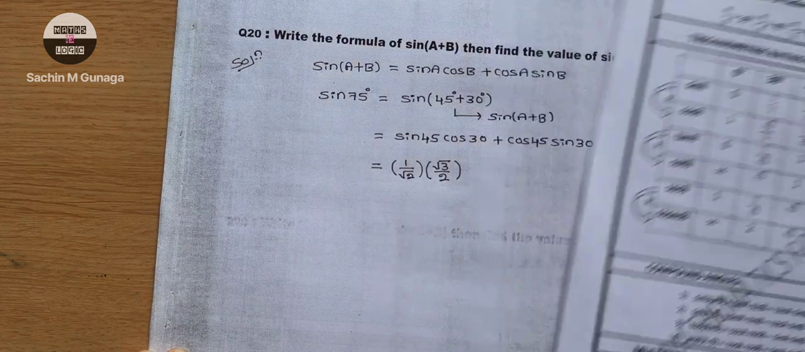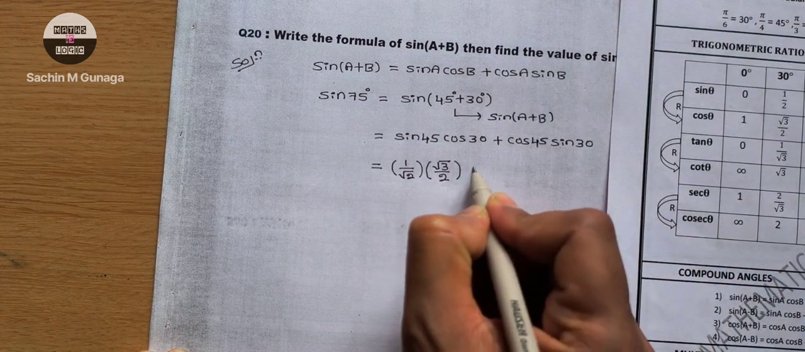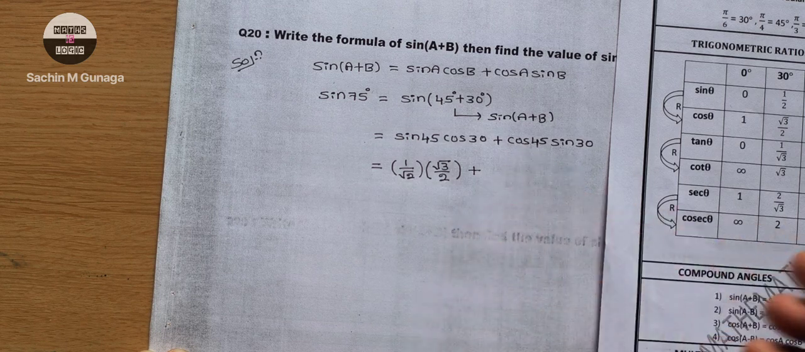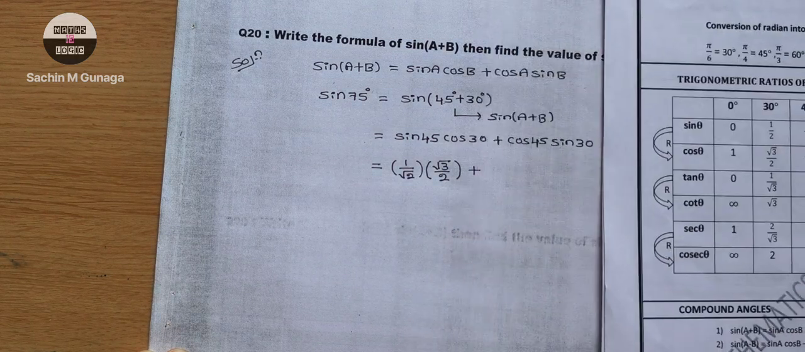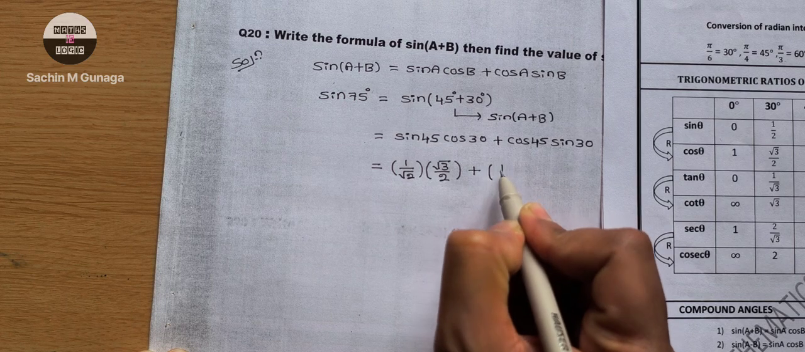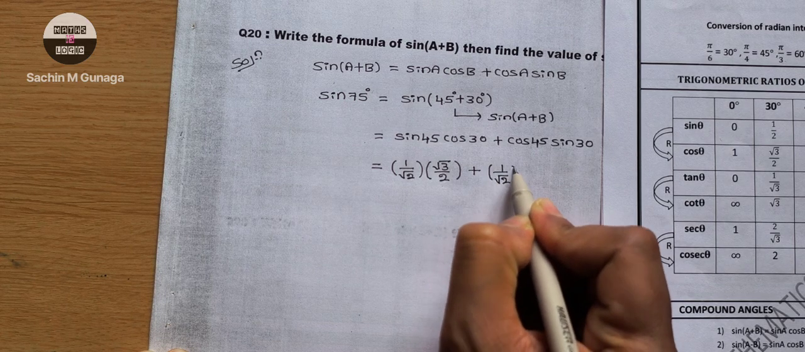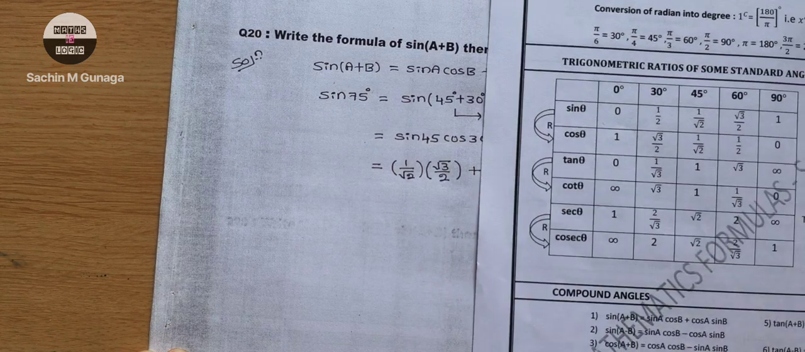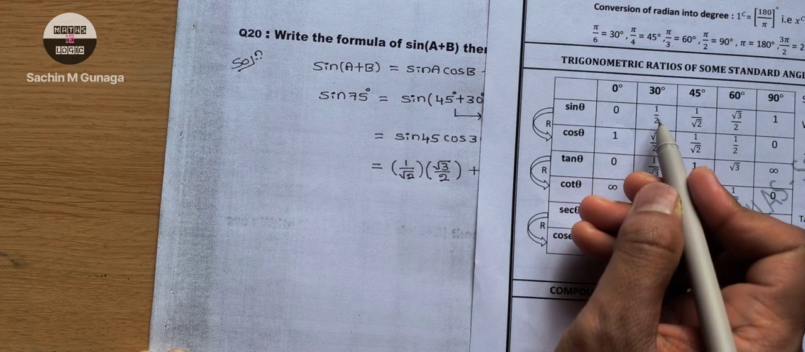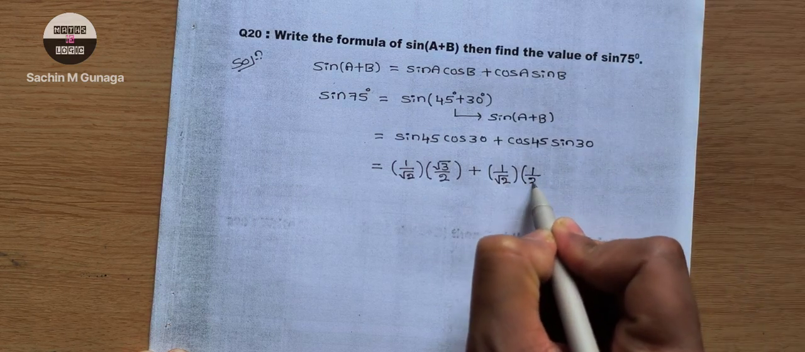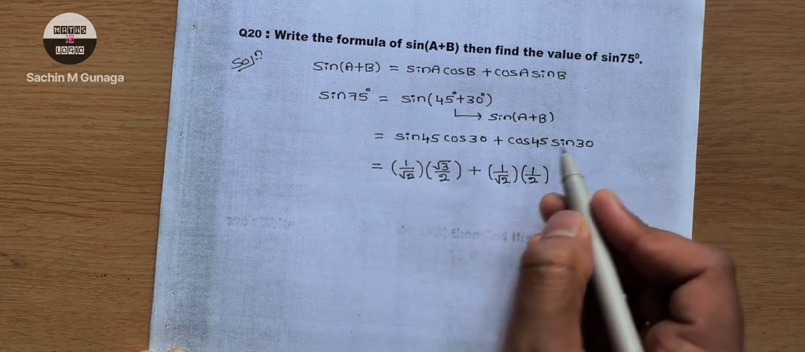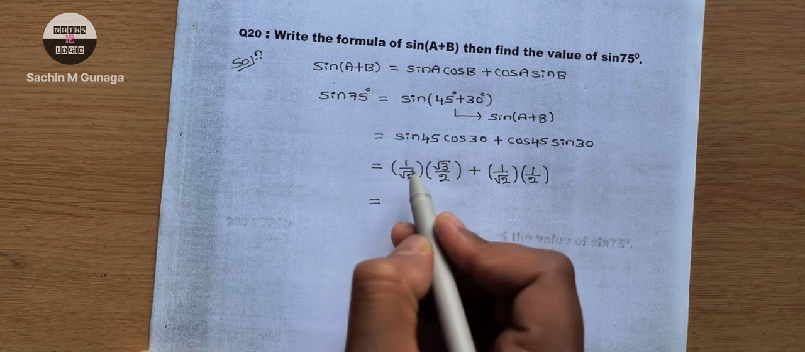Next, plus sign, next cos 45 degrees, which is 1 by root 2. So write here 1 divided by root 2 into sine 30 degrees. Sine 30 degrees is how much? 1 by 2. So write here 1 divided by 2. After substituting the values, next we need to simplify this.